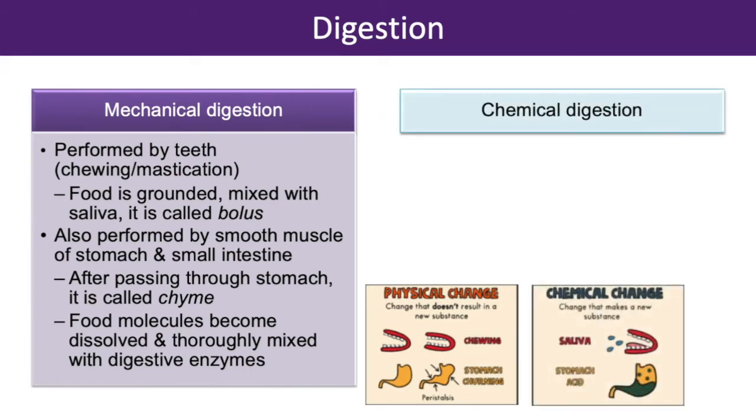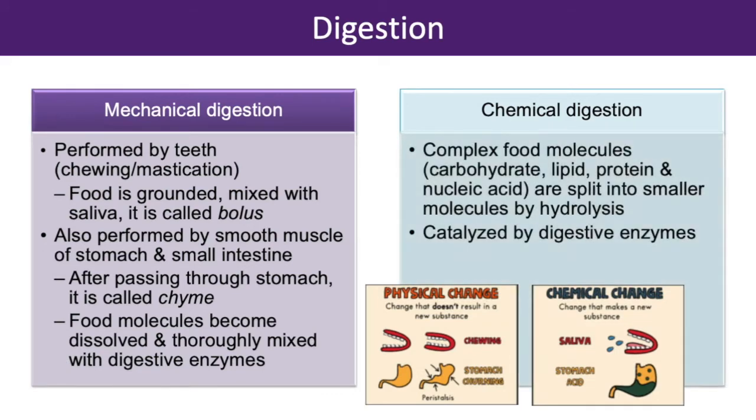Another type of digestion is chemical digestion. In chemical digestion, complex food molecules such as carbohydrate, lipid, protein, and nucleic acids are split into smaller molecules by hydrolysis. This process is catalyzed by digestive enzymes. For example, in the mouth, salivary amylase acts on ingested disaccharides and starch to be broken down into monosaccharides. Hydrochloric acid activates pepsinogen into the enzyme pepsin, which then helps digestion by breaking the bonds linking amino acids, a process known as proteolysis.